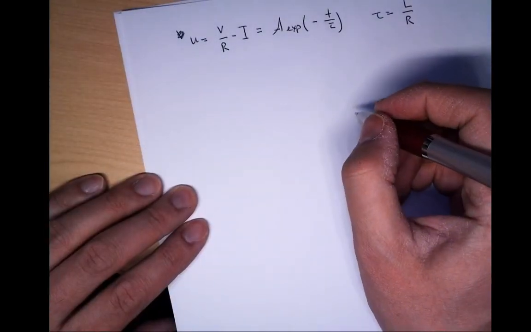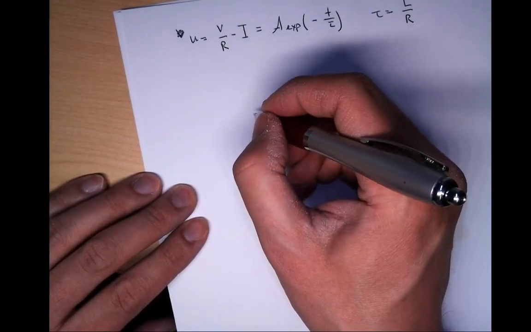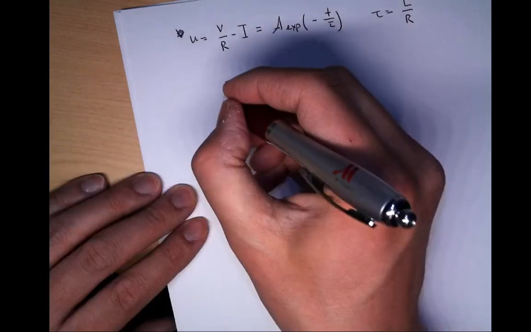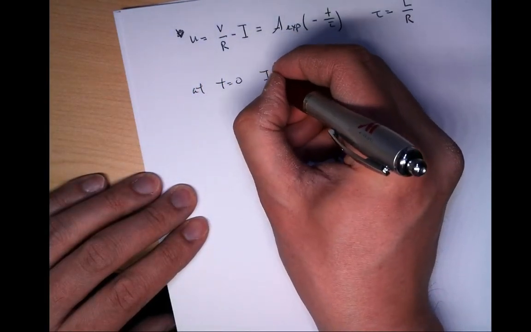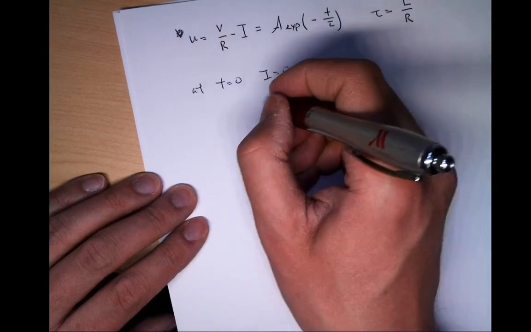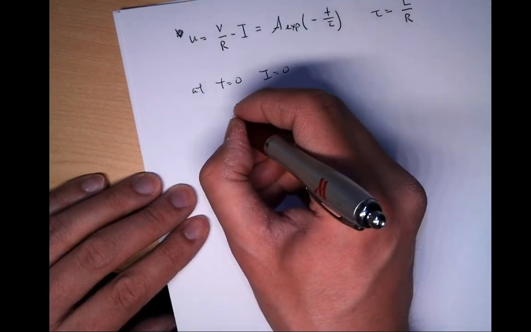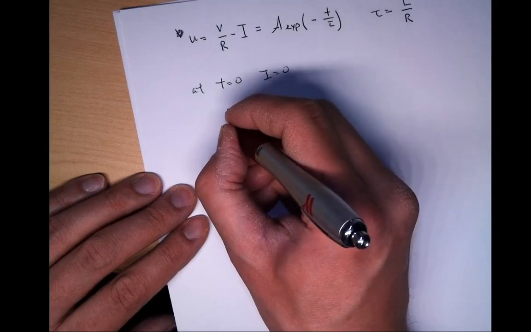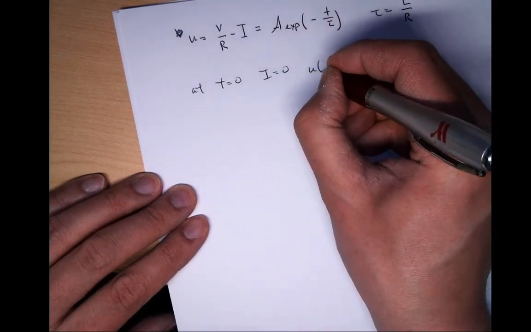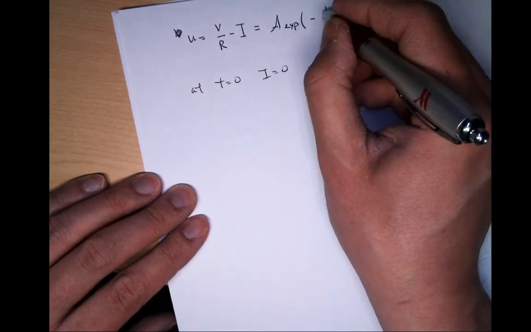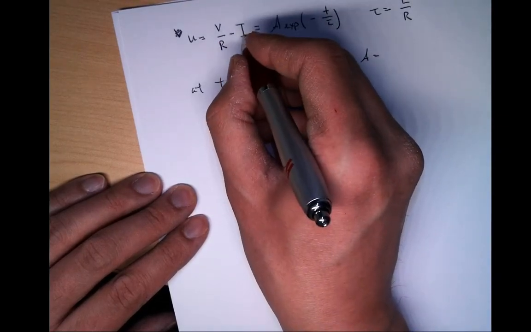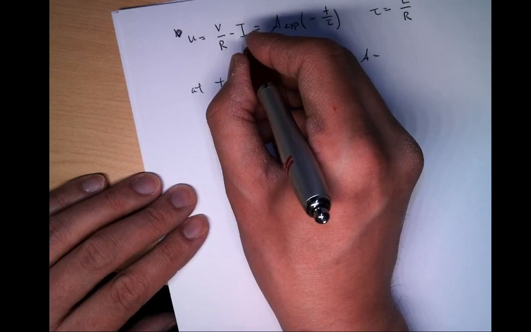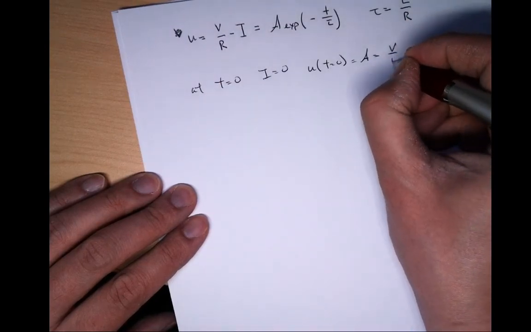Okay, and basically at t equals 0, I know that I equals 0. There's no current initially, right? And so that gives me that u at t equals 0, plug that in, is A, which also is equal to, at t equals 0, I equals 0, so that's equal to V over R.